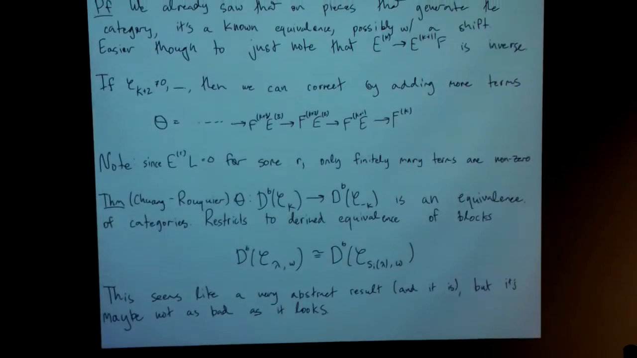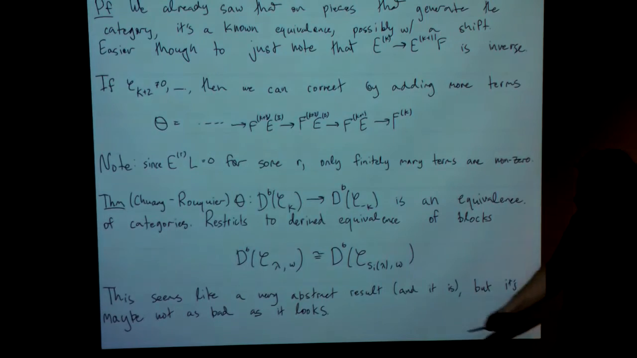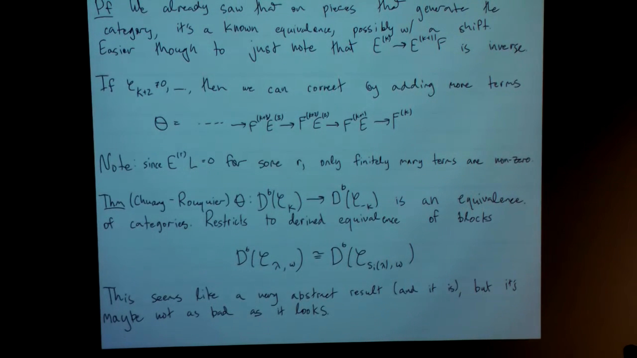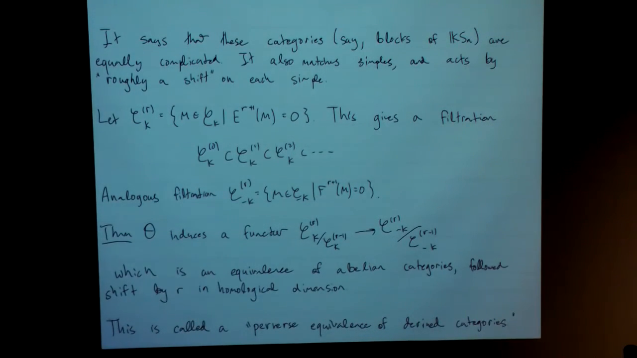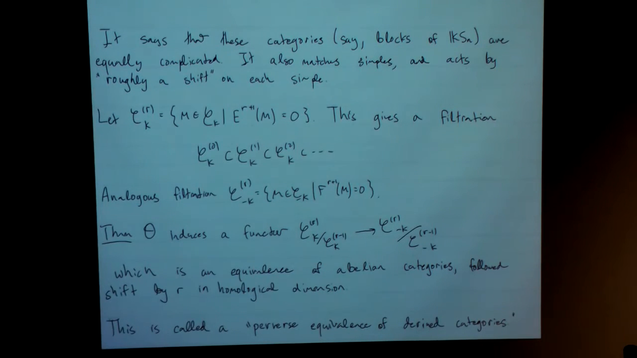All right, so here, Chuang-Rouquier, this is a derived equivalence. And so it gives me a derived equivalence between the blocks, where I have one core, and then another core where I've swapped the runners. Now, this seems very abstract, and I don't have much time to fix that, but I'll do what I can. So what it says is these categories are equally complicated. And as we saw, it matches simples using this categorical operator. And the way it matches them is roughly a shift. So, you can bother Oded about this after I'm gone. It's a perverse equivalence.